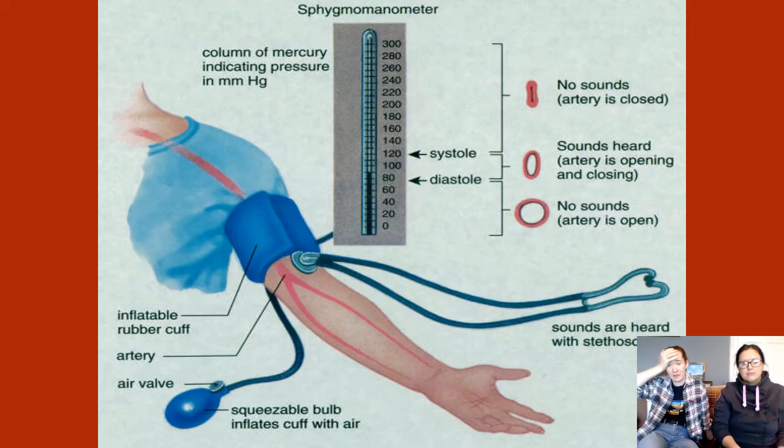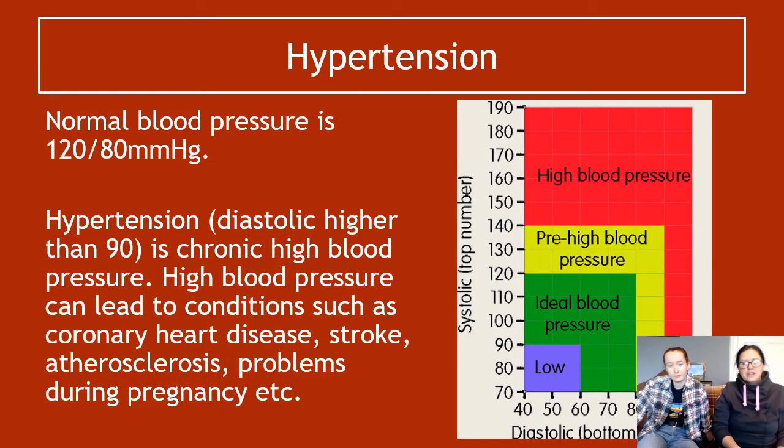It basically shows the process that you would do if you were using the sphygmomanometer and kind of what your arteries look like at various pressures. Okay, now hypertension, these are facts that you do need to know. Normal blood pressure is 120/80 millimeters of mercury. mmHg is the measure of pressure that we use. You do need to know that number.